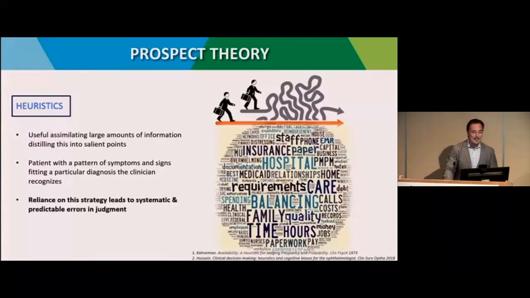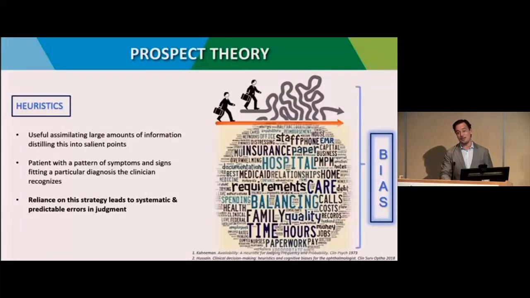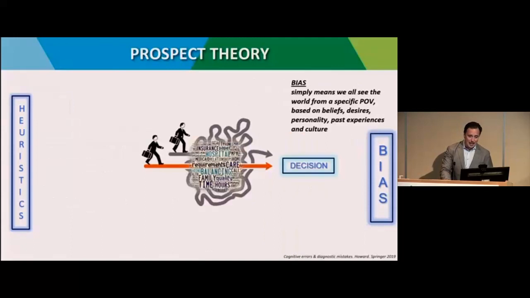The reliance on this strategy, however, when you start making rules of thumb, is that it leads to systematic and predictable errors in judgment. And those are what we are going to refer to as bias. Now, bias generally gets a bad name. I don't want to be called biased. I don't think any of us do. But bias simply means we all see the world from our own unique perspective. It's based on our own beliefs, our desires, our personality, our past experiences, and the culture we all come from.